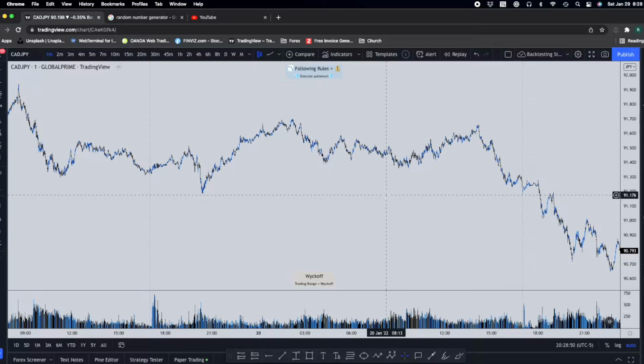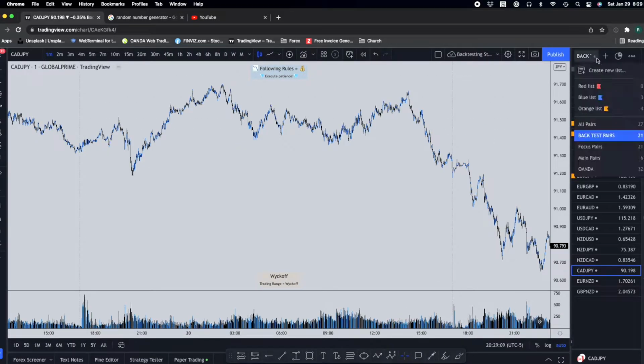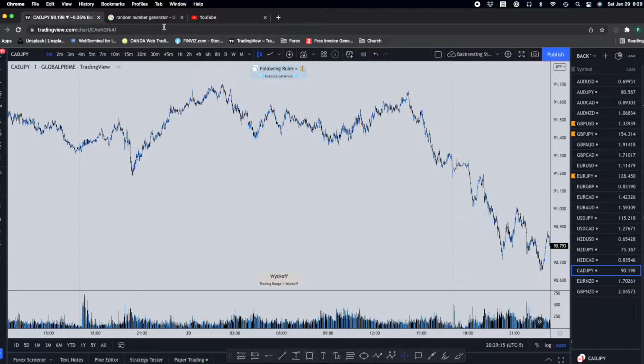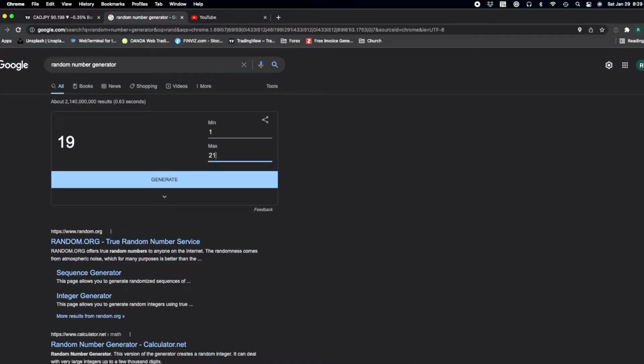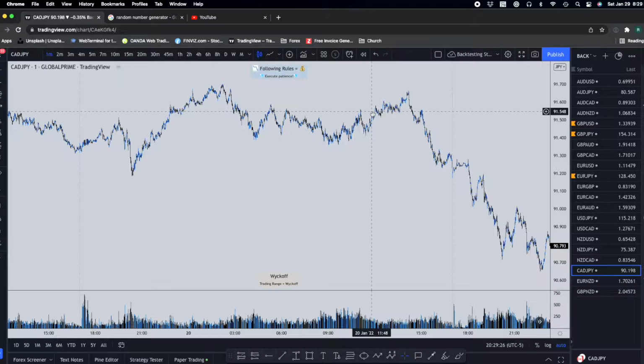All right, so this is going to be our third session of backtesting for January the 29th, 2022 at 8:29 p.m. Eastern Time. I have 21 pairs, so it's still 21 pairs. The number has not changed on my backtesting list. You can look over there, 21. We're going to do a random generator. Say 21. Oh, 5. Okay. Let's see, 1, 2, 3, 4, 5.